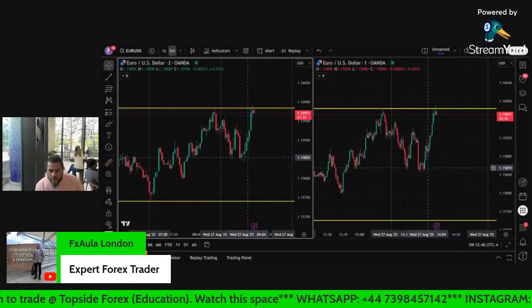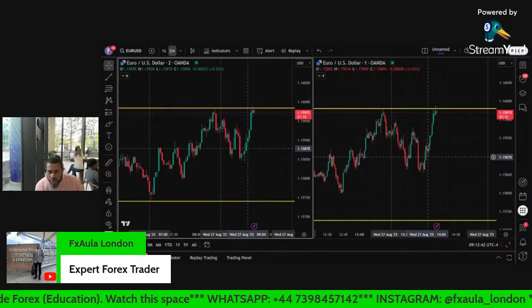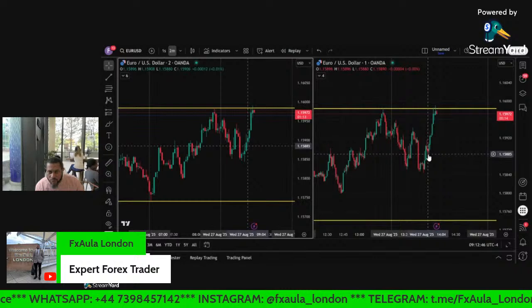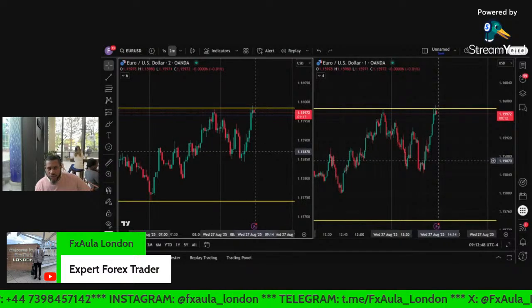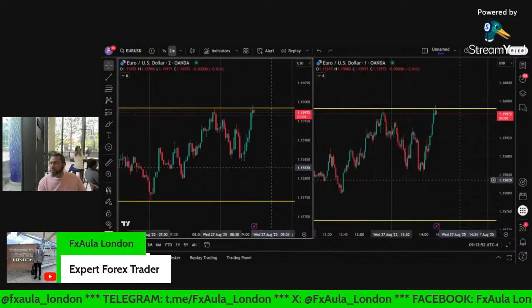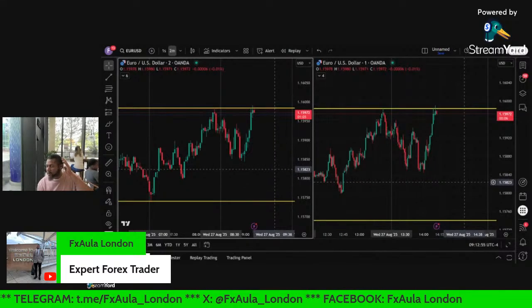A swing low is when you have two candles, like this is a swing low. This one, when you have two candles above one candle, that's what you call a swing low. Don't worry, you'll see it live as we trade.